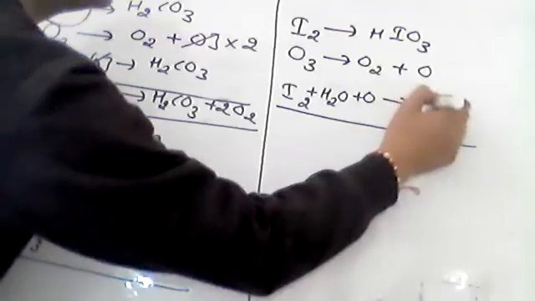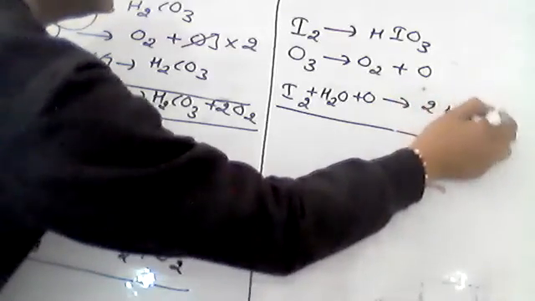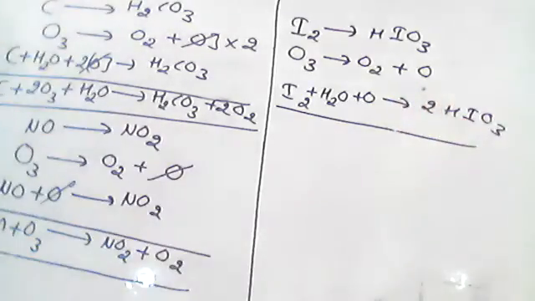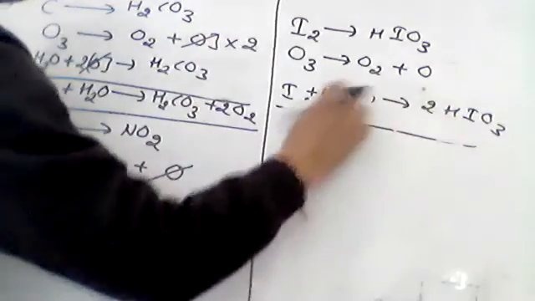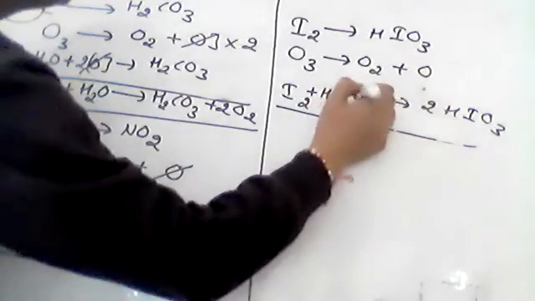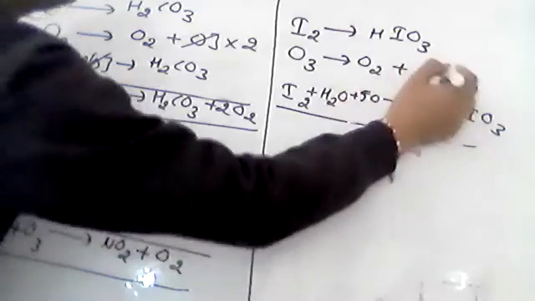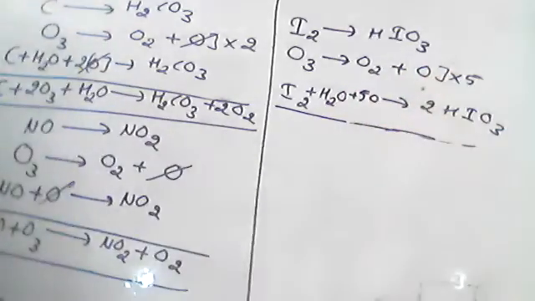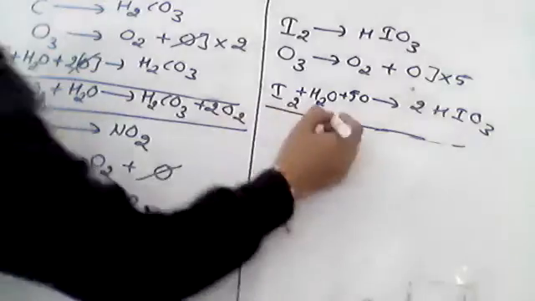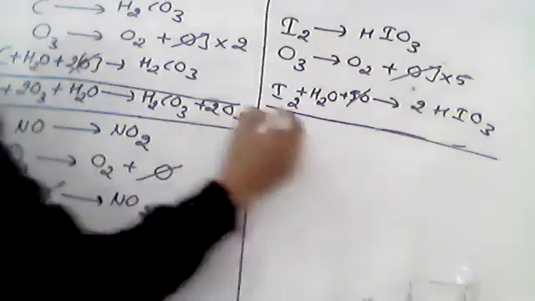I'll just take a little bit more space to write HIO3. Let's see now. Hydrogen is balanced. Iodine is balanced. Oxygen is not balanced. Here we have 6, and on this side I'm having 1 already, so plus 5 nascent oxygens. So the first equation I need to multiply by 5. In the overall reaction I will get 5 nascent oxygens, and the 5 nascent will cancel out.